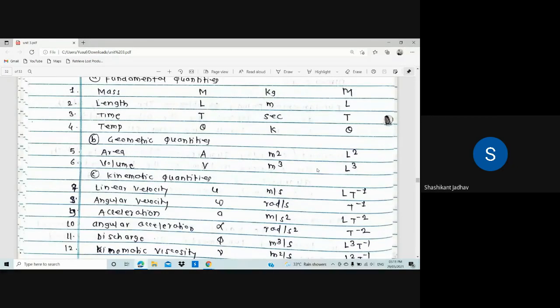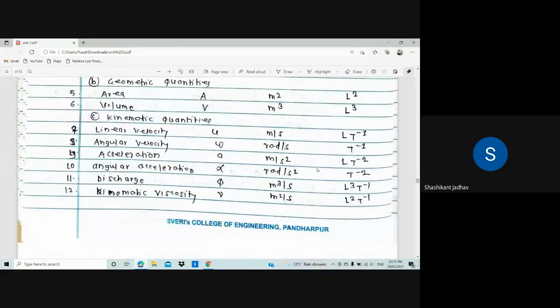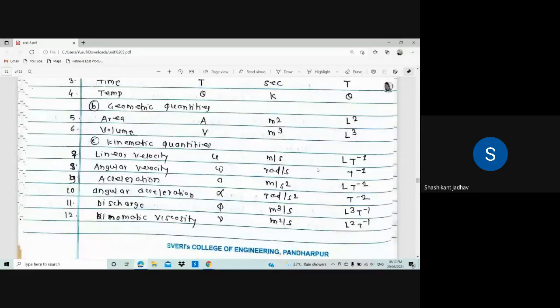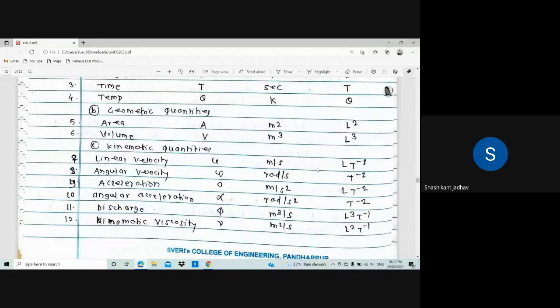Okay. Then write down the third, kinematic quantities. Write down all the dimensions. All of you complete all the dimensions. After completion, I will proceed. Within 5 to 10 minutes, all of you complete these dimensions. That is kinematic quantities, then dynamic quantities, and then thermodynamic quantities. Okay, all of you complete this within 5 to 10 minutes.